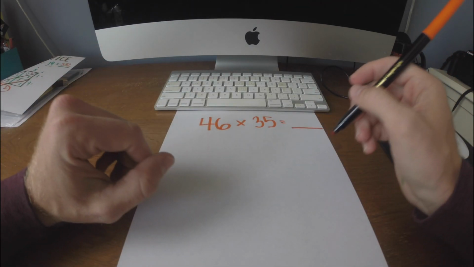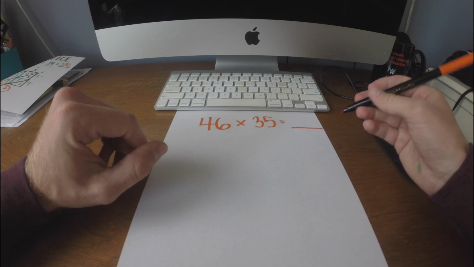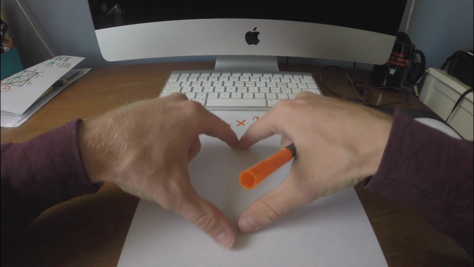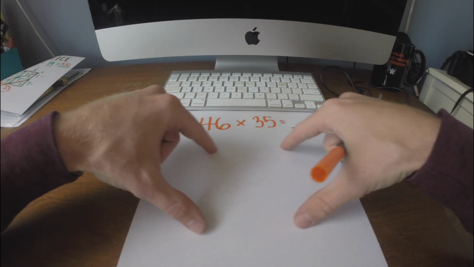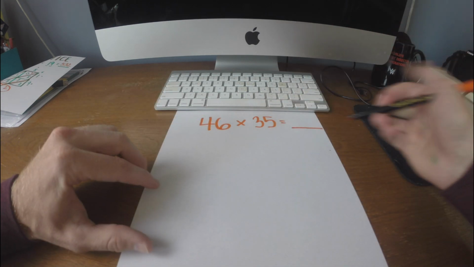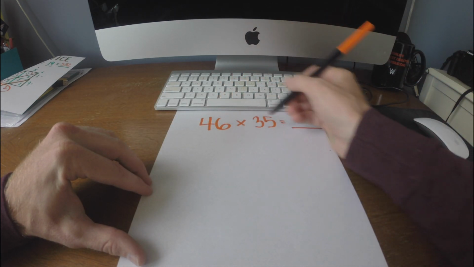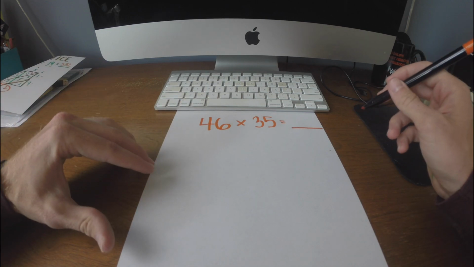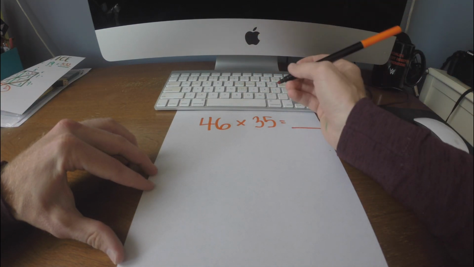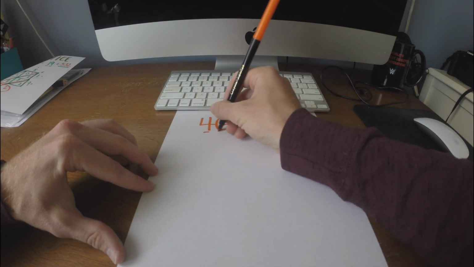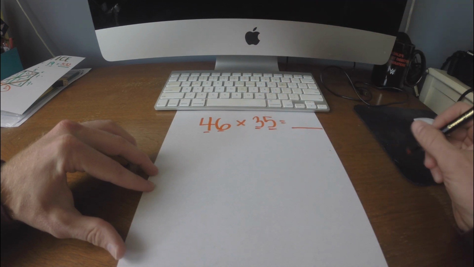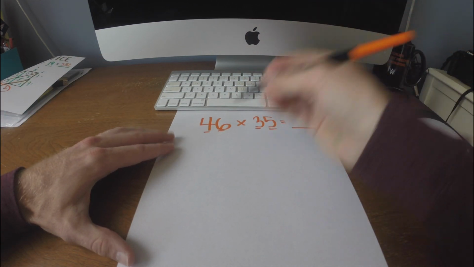All right, guys, let's do this one along with me. Make sure you have a piece of paper. We're going to put our lattice diagram right in the middle of our page so we have plenty of room. This time we're going to be using the problem 46 times 35. So I'm going to begin the same way, by seeing how many numbers are actually in the problem. 1, 2, 3, 4. So that means I'm going to make 4 boxes again.